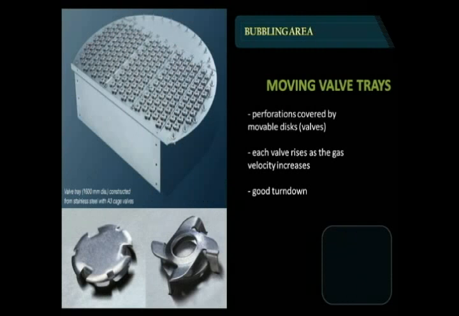Moving valve trays have perforations covered by movable discs or valves. Each valve rises as the gas velocity increases. The upper limit of the rise is controlled by restricting legs on the bottom of the valve or by a cage structure around the valve, as shown in the picture. In contrast with sieve trays and fixed valve trays, moving valve trays give a good turndown, since as the velocity of the gas falls, some of the valves close completely, preventing weeping.